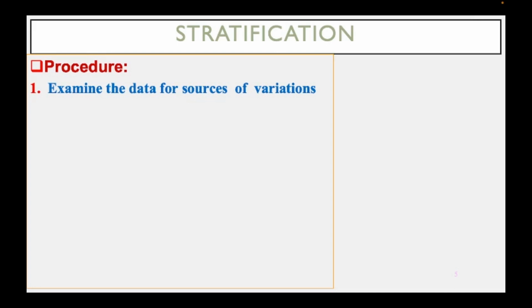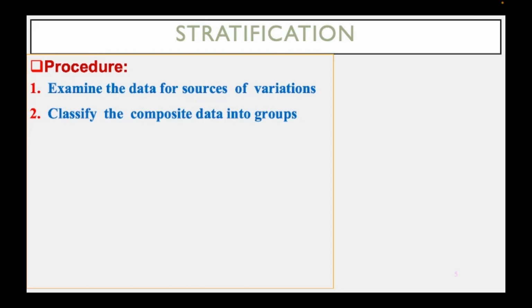Procedures for stratification. First, you collect the right data. You examine the data for sources of variations. You are not happy with the outcome. Now you are trying to pinpoint which group or which shift, which operator, which zone in the sales area is not doing well. Once you know the sources of variation, start naming those sources, and under these groups you start classifying the data.